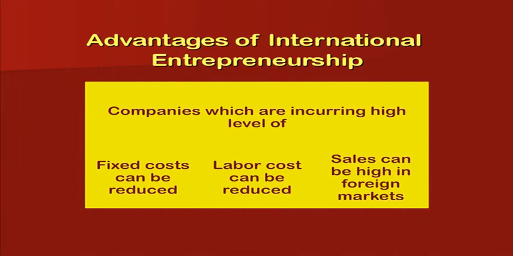Companies which are incurring a high level of fixed costs can reduce them, the labor cost can be reduced and the sales can be high in foreign markets. Now, the global world is distributed in terms where there is low labor cost in some destinations and high resources in other destinations. There are capital intensive industries in most of the developed and advanced countries, but they get cheap labor in Indonesia, Bangladesh and India.